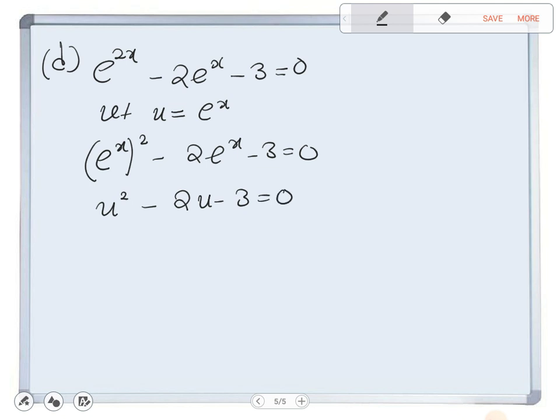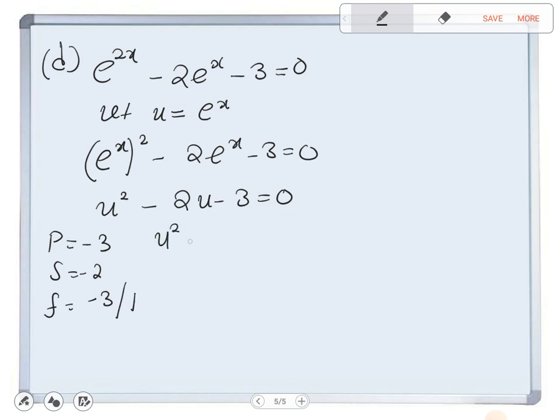From here we can find our product and our sum. Okay, so which one is our product? Our product is 1 times negative 3, negative 3. Our sum is negative 2. Two numbers that when you add give you negative 2, and when you multiply give you negative 3. So we get negative 3 and 1. You add these, you get negative 2. You multiply, you get negative 3.